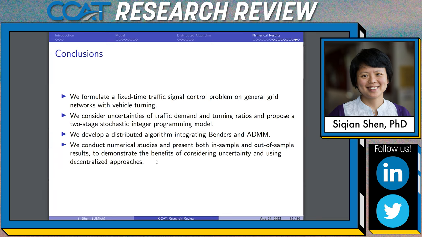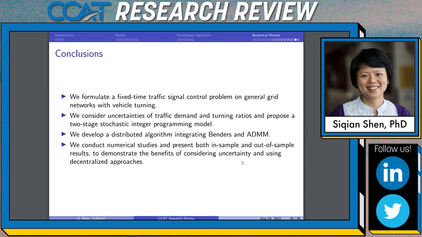And then we conduct numerical studies using randomly generated grid networks up to 10 by 10 intersections and also the real-world network from Ann Arbor. And then we test in-sample and out-of-sample to demonstrate the benefit.